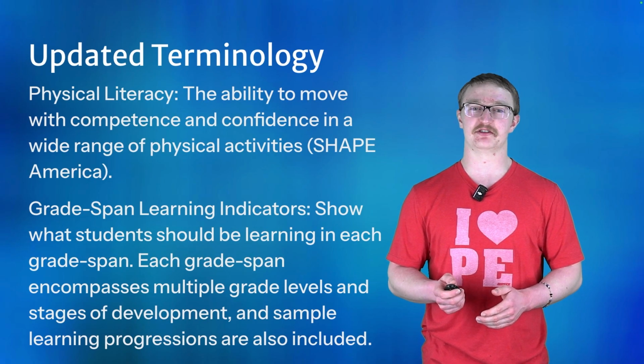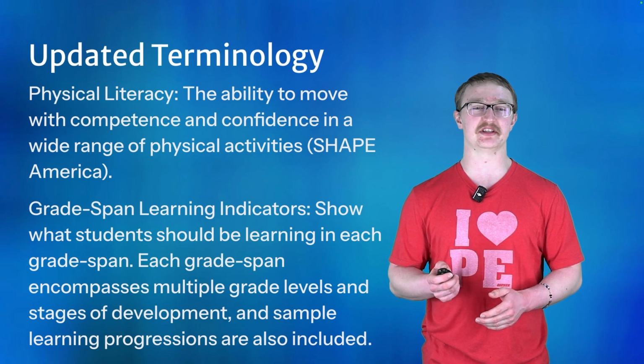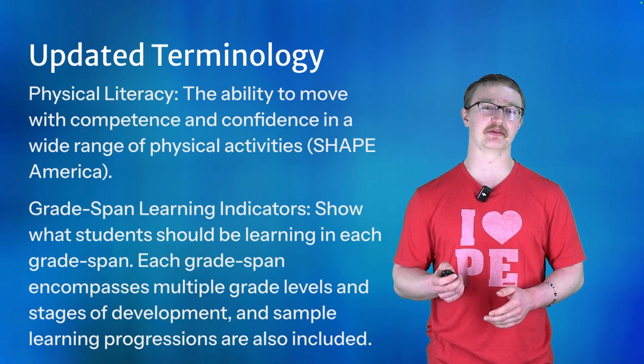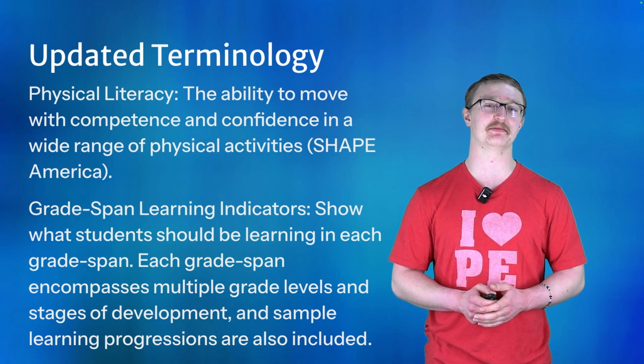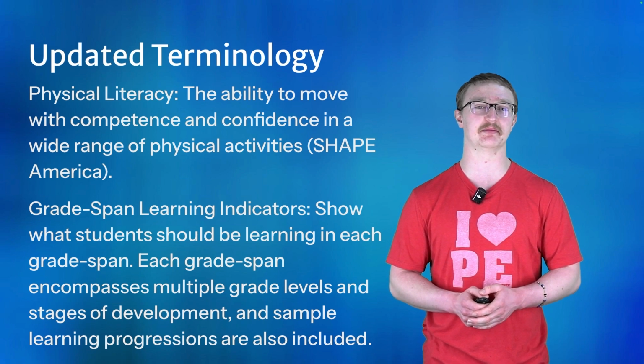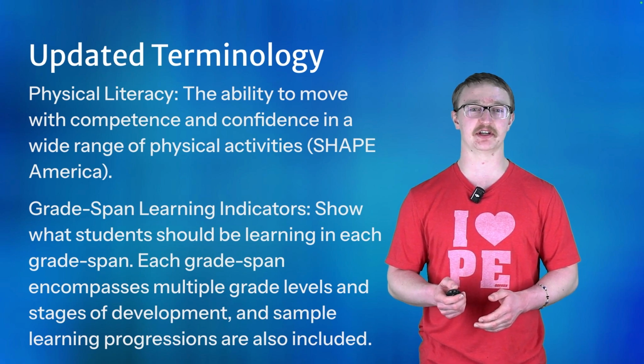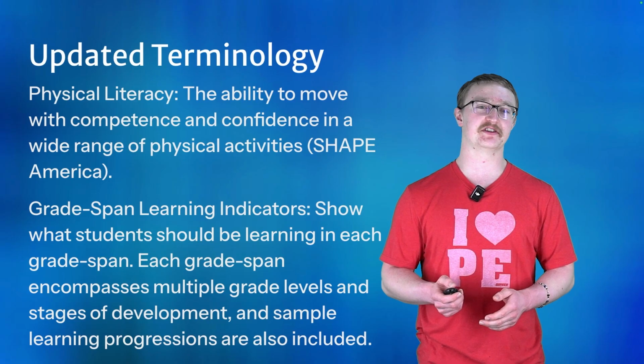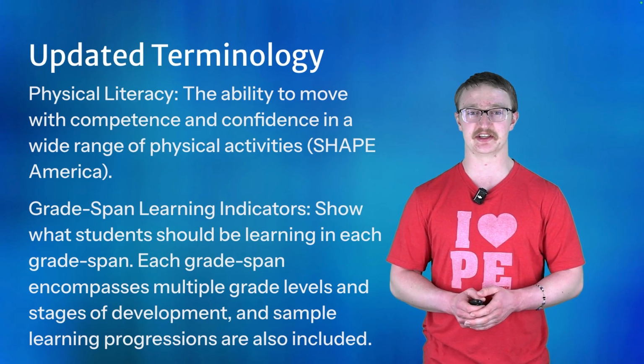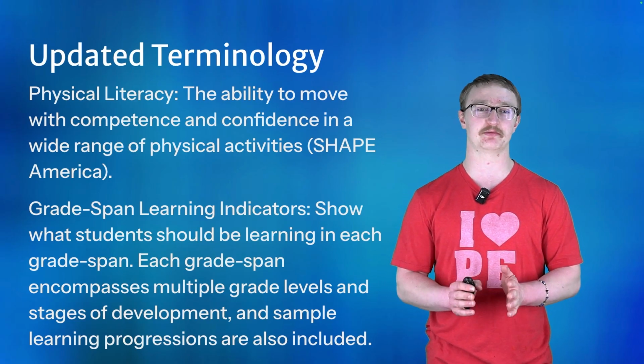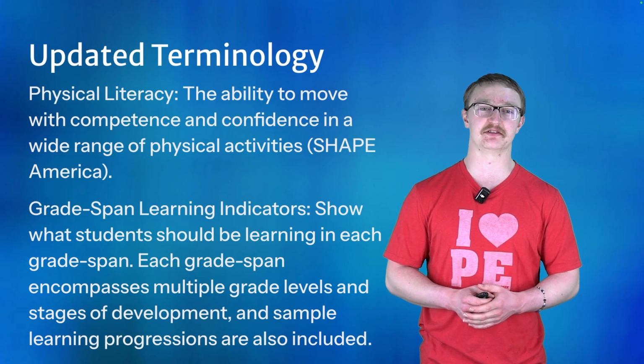So there's some updated terminology from SHAPE. Physical literacy is still defined as the ability to move with competence and confidence in a wide range of physical activities and in multiple environments, which benefits the healthy development of the whole person. Too often, physical literacy is conceptualized as something that is objectively achievable at a fixed point, with a rigid and narrow path needed to successfully do so.